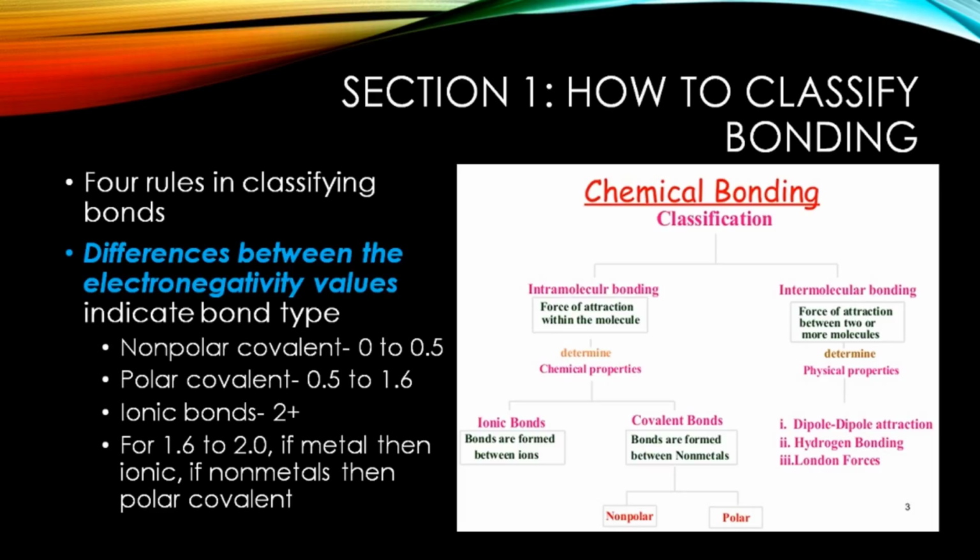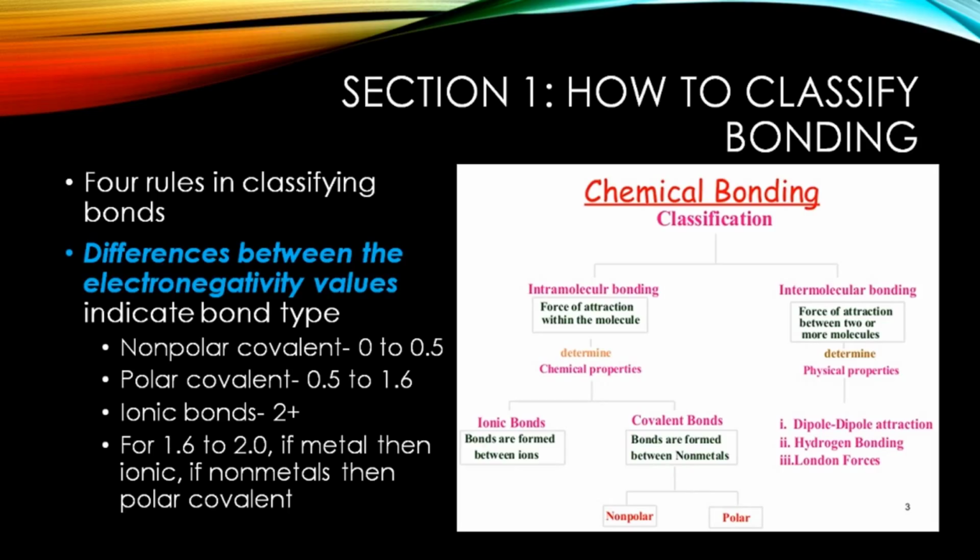3. If the electronegativity difference is greater than 2.0, then it is an ionic bond. And 4. If the electronegativity is between 1.6 and 2.0, and if a metal is involved, then the bond is ionic. If only nonmetals are involved, then the bond is polar covalent.